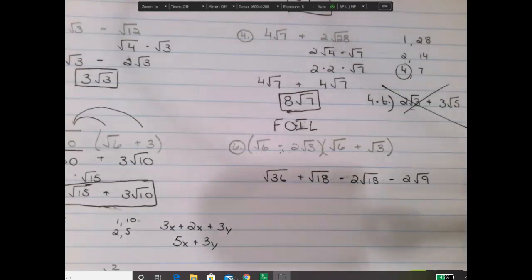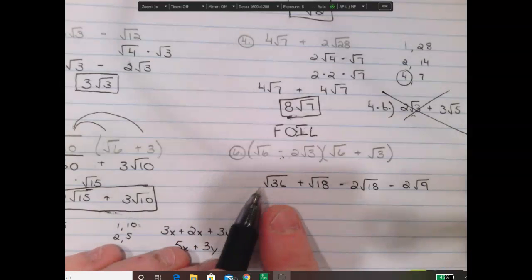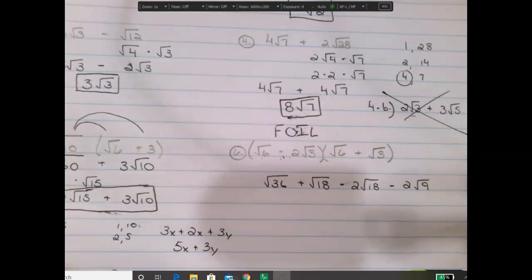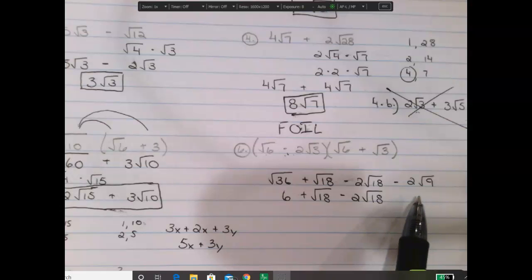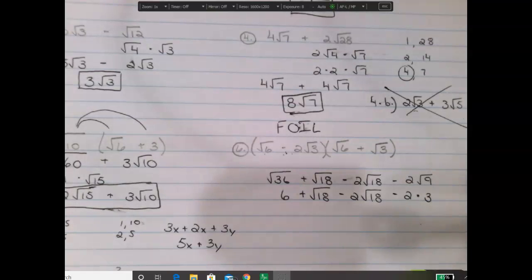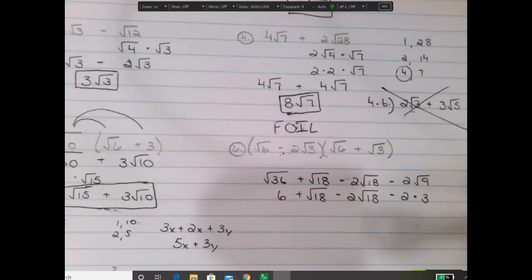I'm going to pick some of the easier ones first to simplify. Radical 36, what is the square root of 36? That is 6. So 6 plus square root of 18 minus 2 square root of 18. Now let's look at our last number here, 2 radical 9. Well, what is the square root of 9? Square root of 9 is 3. So minus 2 times 3. We're breaking this apart and we're able to simplify it a little bit. So 6 plus radical 18 minus 2 radical 18 minus 6.